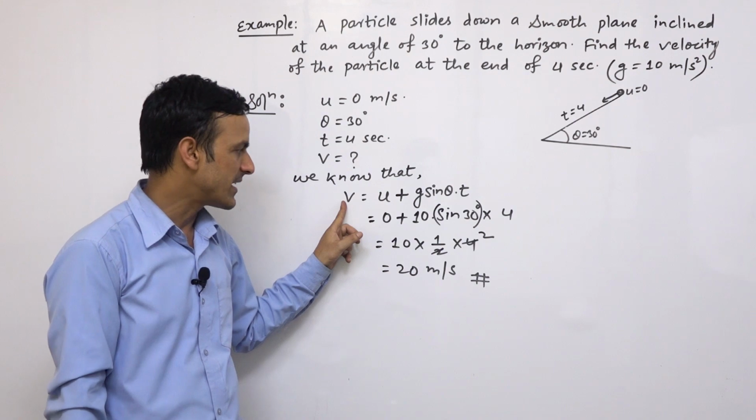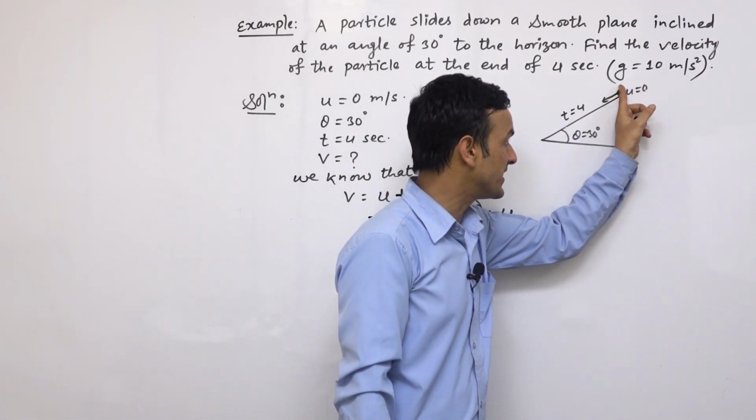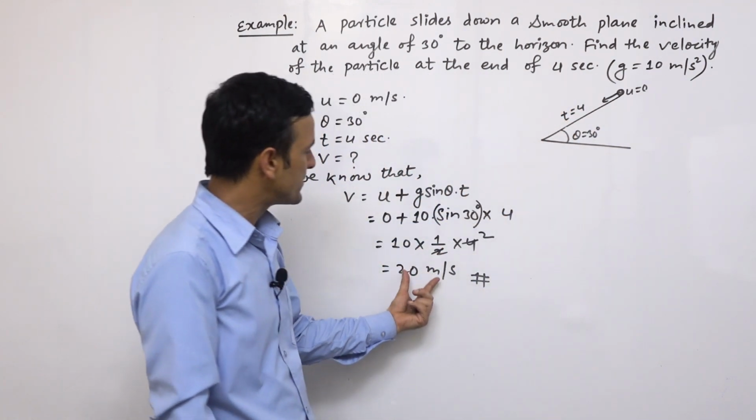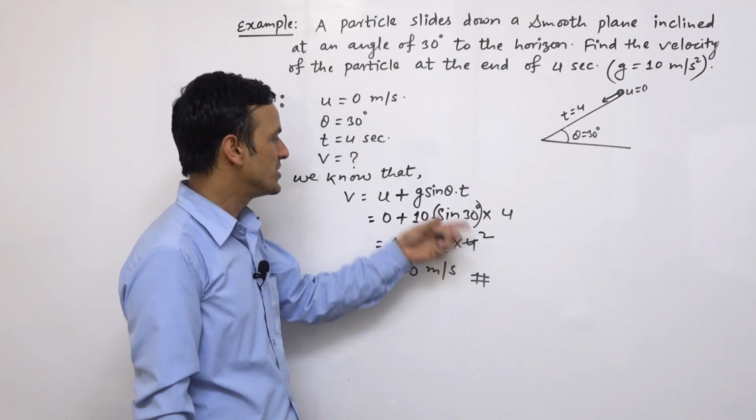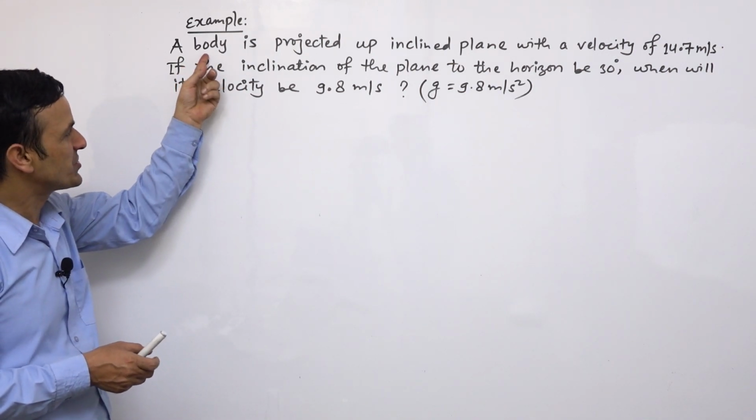So this is the final velocity of that particle, which is starting from here, and after t second means after 4 seconds, its velocity will be 20 meter per second. So in this way we can solve the problem. Okay, let's see the students. Let's see this question now.